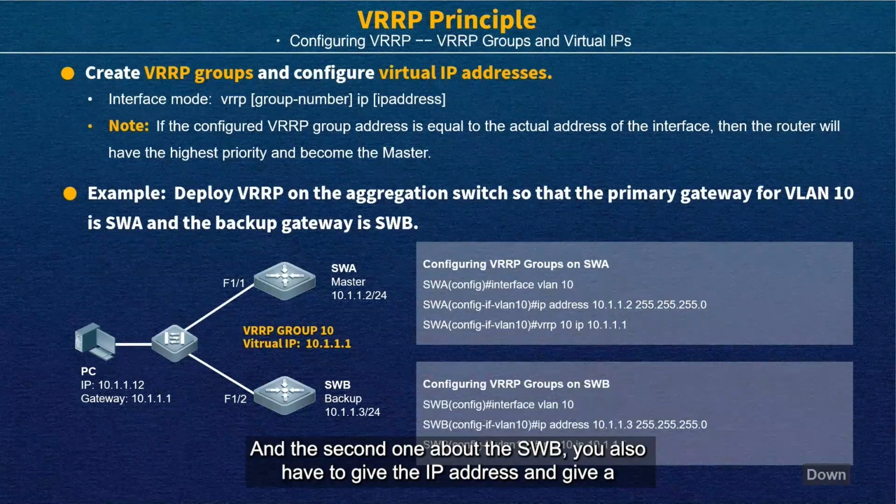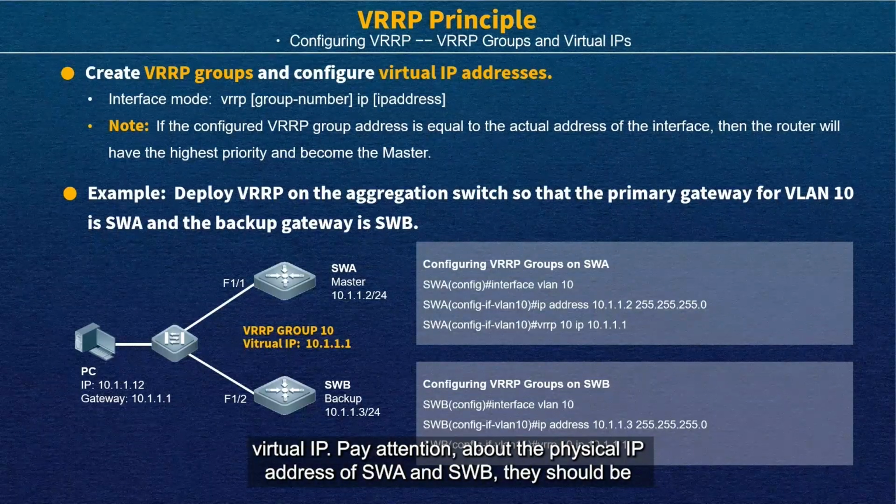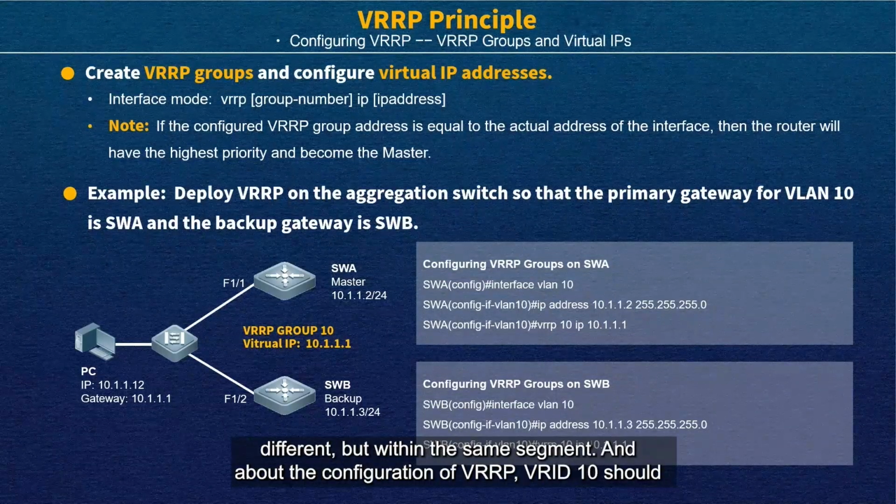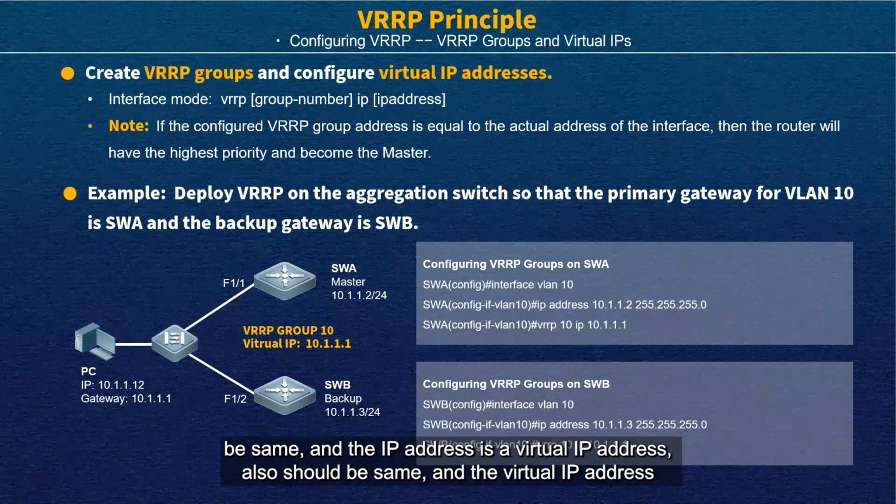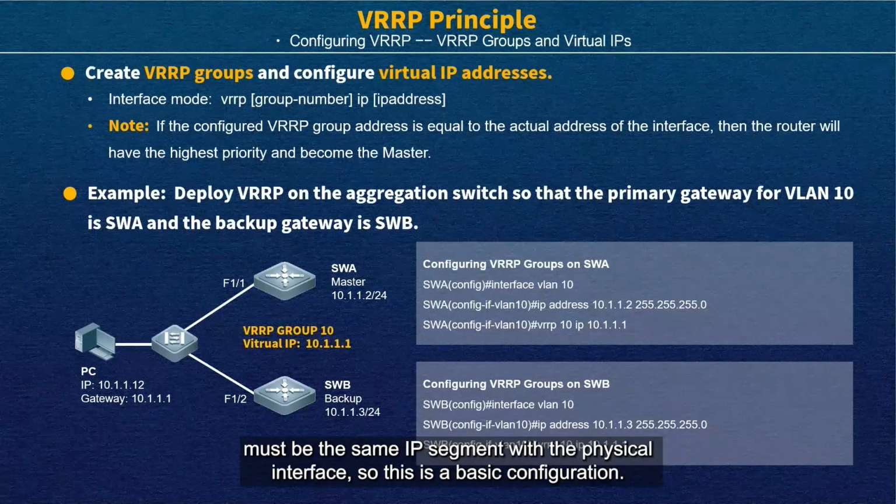And the second one, on switch B, you also have to give the IP address and also the virtual IP. Pay attention: the physical IP addresses of switch A and switch B should be different, but also within the same segment. And for the VRRP configuration, the VRID 10 should be the same, and the virtual IP address should also be the same. The virtual IP address must be in the same IP segment as the physical interface. So this is the basic configuration.